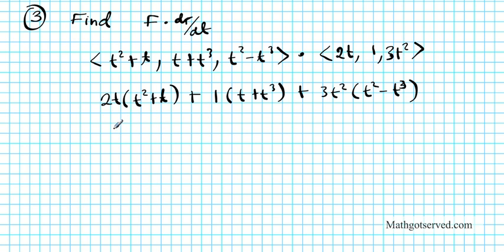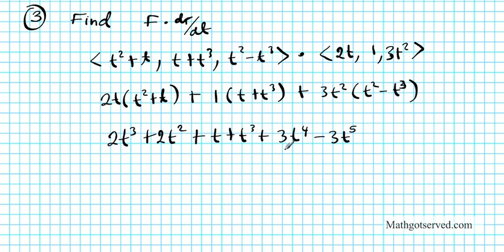All right, so we distribute this, we have 2t to the third plus 2t squared plus t to the third plus 3t to the fourth minus 3t to the fifth power. Now we just found the dot product of f dot dr/dt. Well, let's see.